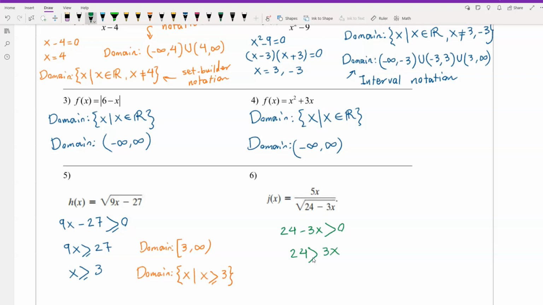I added 3x to both sides, and now divide by 3 to isolate x. 8 greater than x, or x less than 8. The domain is negative infinity, comma 8, because here we have x less than 8.